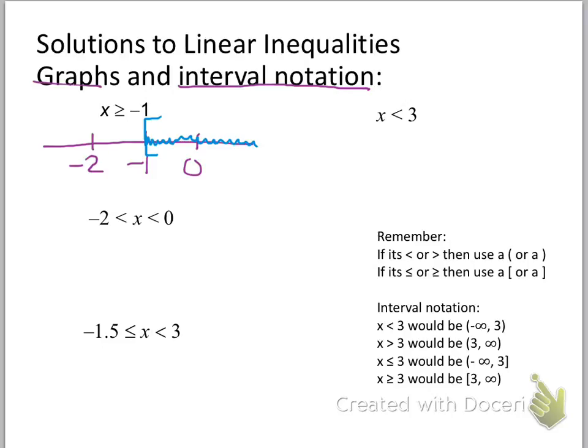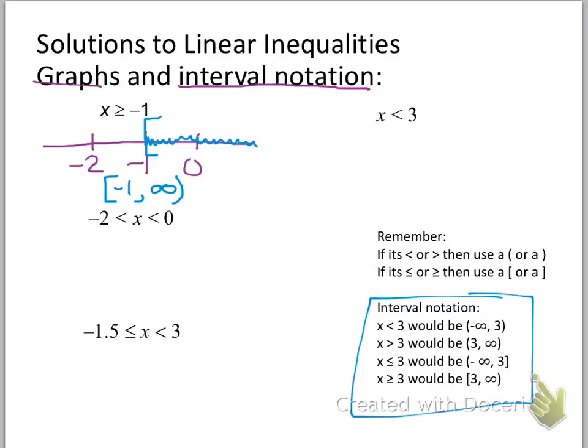That's easy enough. Interval notation. I've got a little cheat sheet down here for you. Interval notation is going to be using either brackets or parentheses and the infinity sign. So what we can see is we've got a bracket on the left side, and we're going from -1 to infinity. And there's always going to be a parentheses on the infinity side. Never a bracket on the infinity side. Okay? Let's try another one.